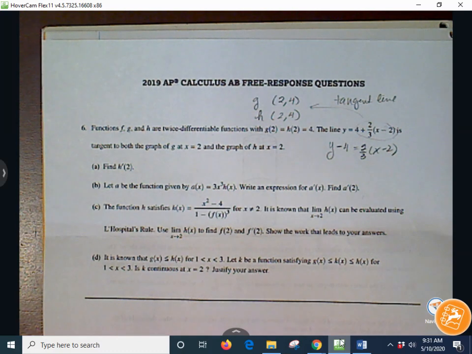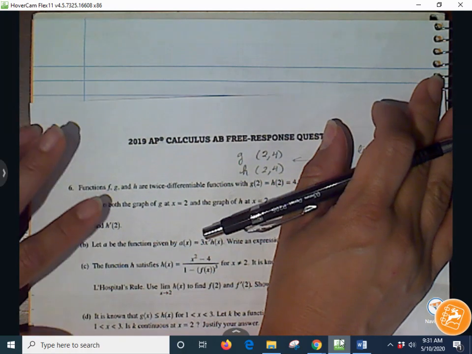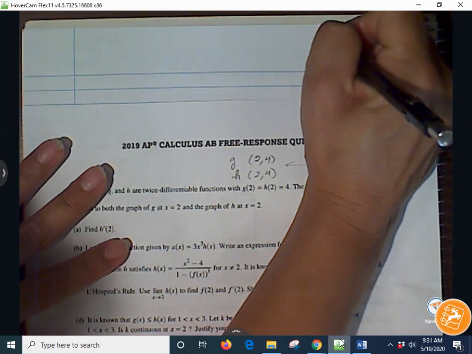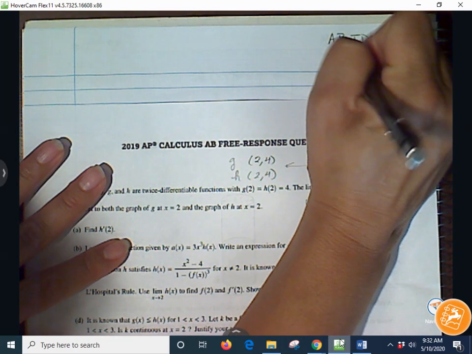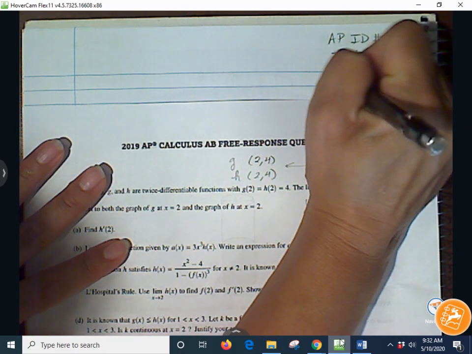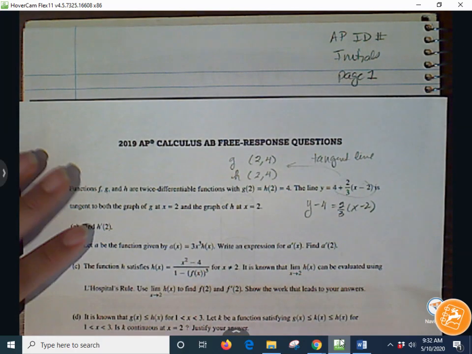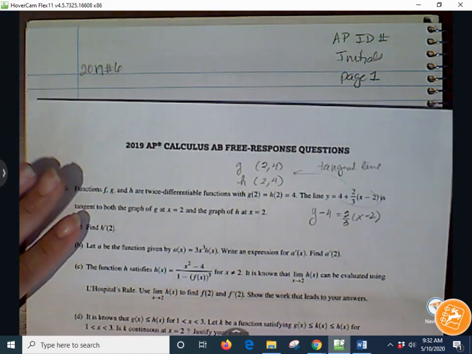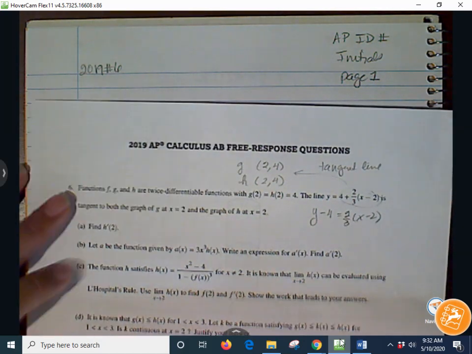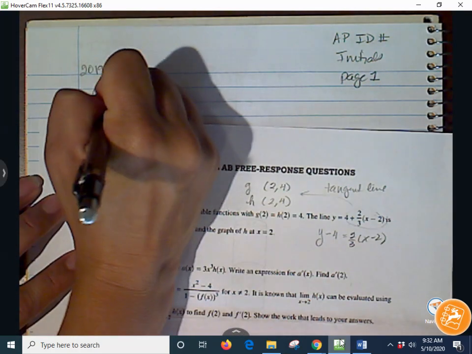All right, so part A, it says to find h prime of 2. Okay, so before I do this, remember when you're taking your test, the first thing you want to do is write your AP ID number at the top and your initials, and write the page number just in case you end up using multiple pages, okay? And I'm going to write 2019 number 6. All right, now you're going to label each part. So you have A, B, C, D. So here's part A. Find h prime of 2.